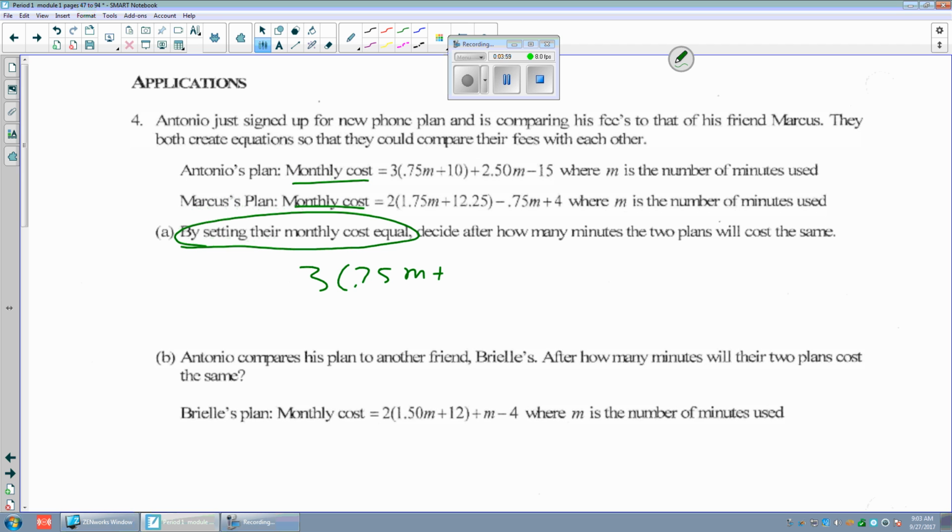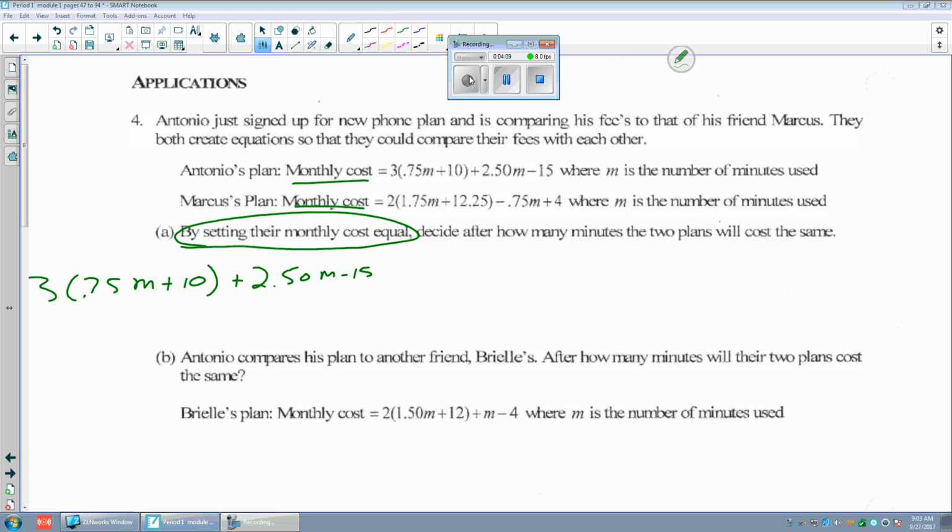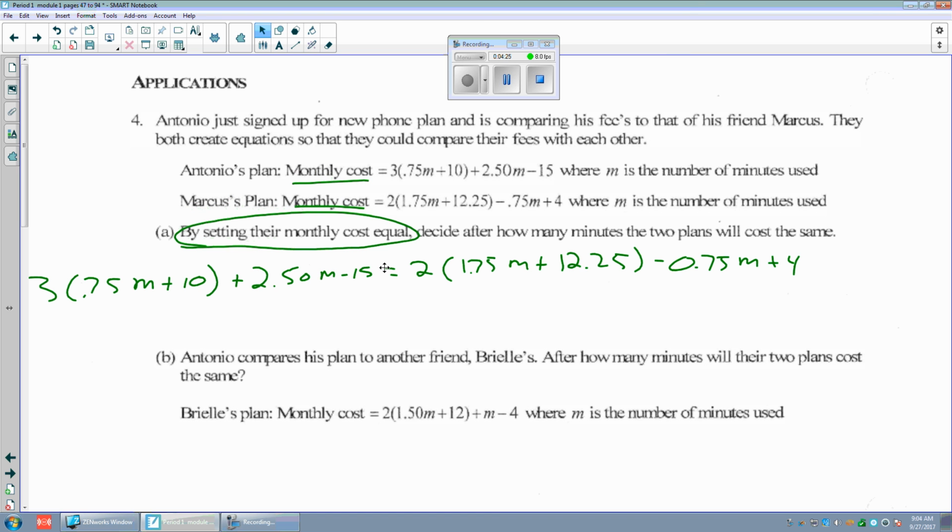3.75 m plus 10, close parenthesis, plus 2.50 m minus 15. Okay, I obviously didn't leave enough room, so through the magic of computers, I can move it over. Now I'm going to write down Marcus's: 2 parenthesis 1.75 m plus $12.25, minus 75 hundredths, or 75 cents, m plus 4. So right now, you should distribute, combine like terms, and solve for m.